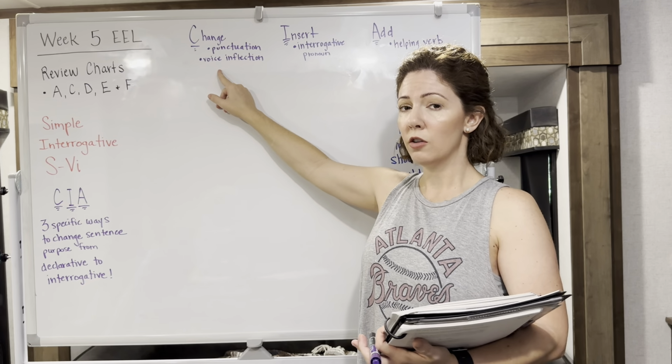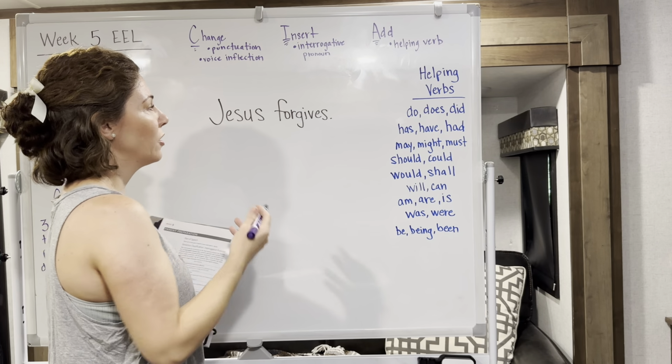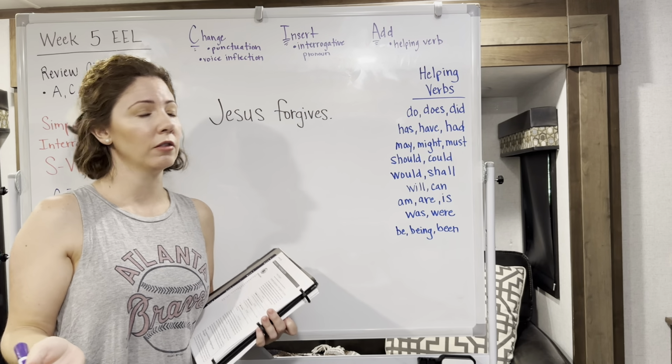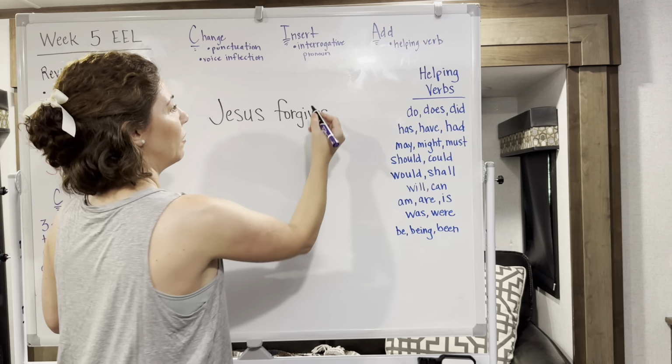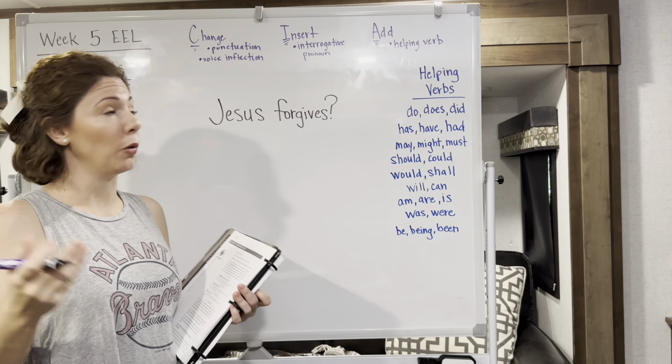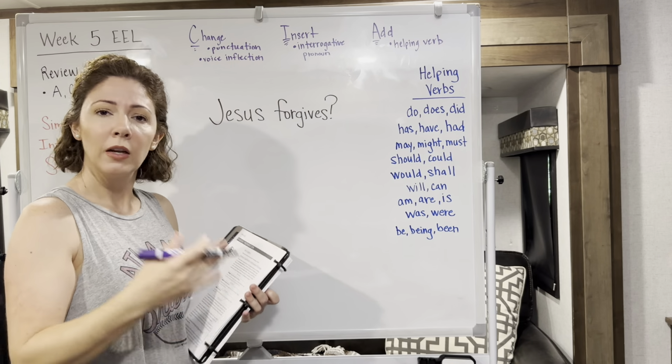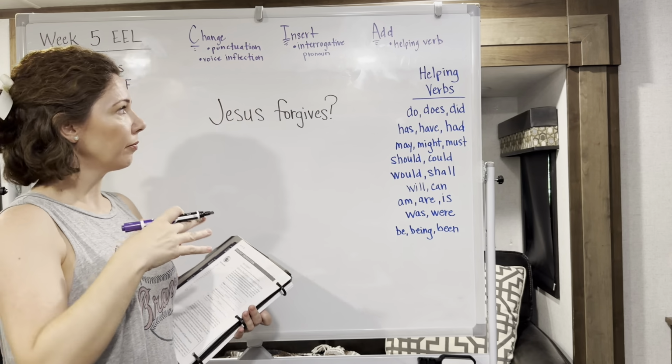In order to change this sentence, the first way that we could do that would be by changing the voice inflection, how we're saying the sentence, and the punctuation. So instead of just saying Jesus forgives, we could add a question mark and we could say Jesus forgives? So we've changed the way that we're speaking it to make it sound like a question and added the question mark. Simple, basic, that's the easiest way to change a declarative sentence to an interrogative purpose.